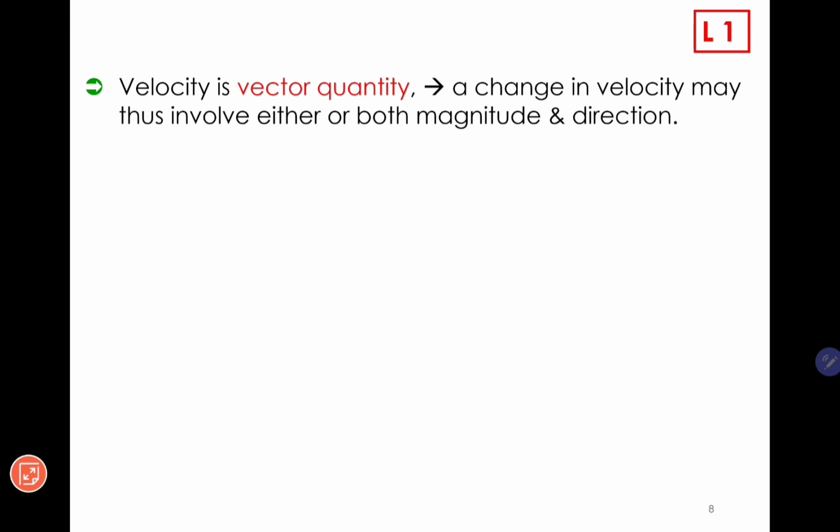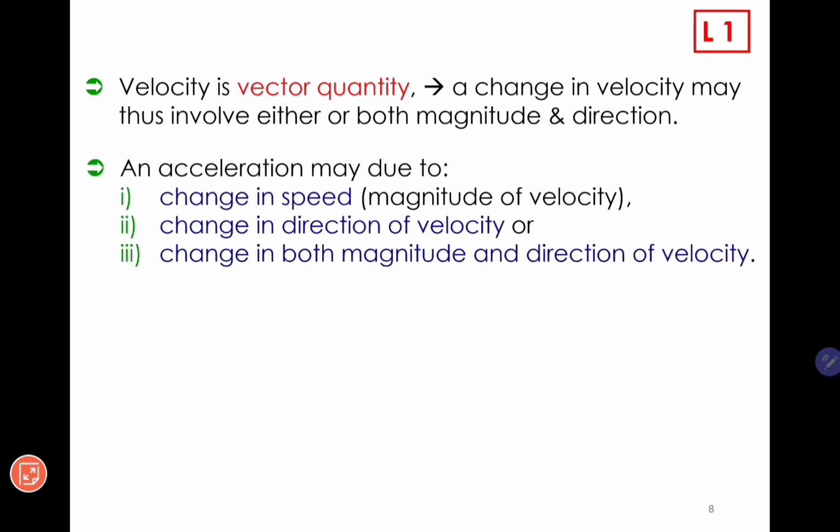Velocity is a vector quantity, so a change in velocity may involve either or both magnitude and direction. And acceleration may be due to a change in speed, which is the magnitude of velocity, a change in direction of velocity, or a change in both magnitude and direction of velocity. Okay, how do we get the acceleration actually?